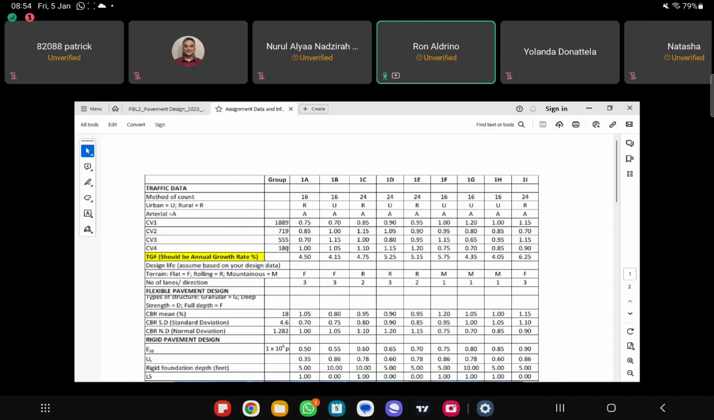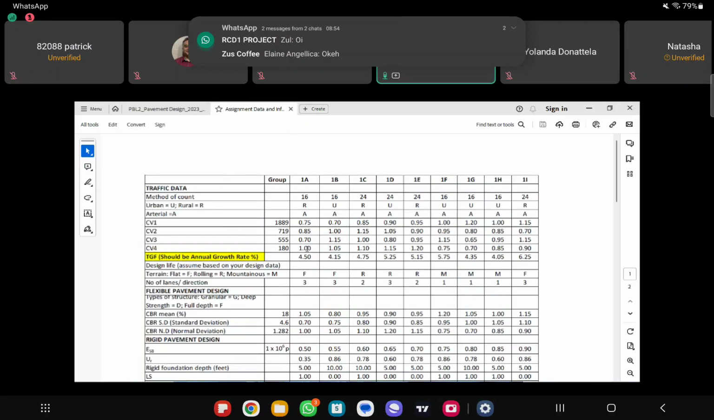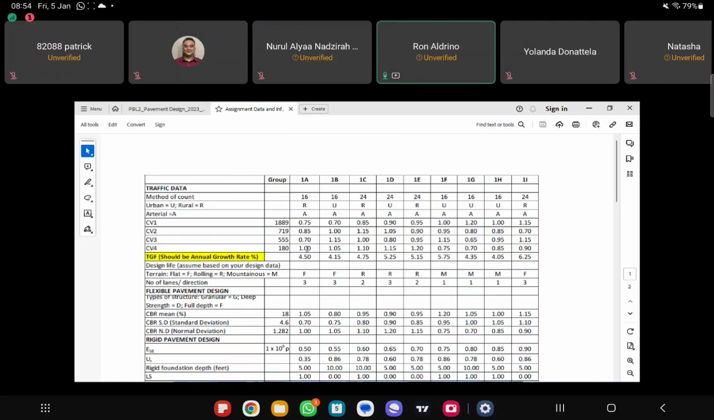For example, this one 180 times 1, so your value is 180. Then you times by 25% increment. If you times by 25% increment, then you get about how many? You get about 45. So 45 plus 180, it becomes 225. So that is what I mean by increment of 25%.